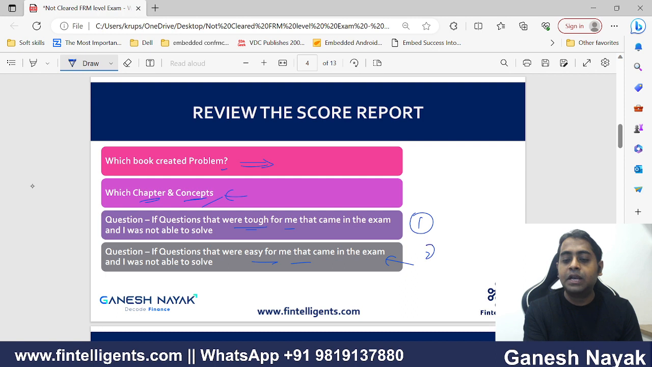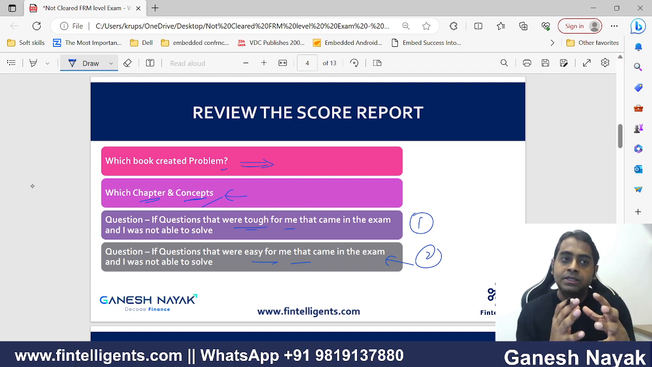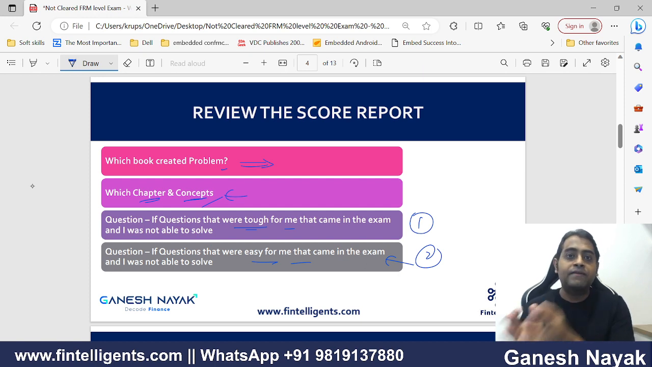The second question: when I was preparing for the exam, I found this chapter to be very easy, but in the exam, I found a difficult question from that chapter, and hence I was not able to solve it. This kind of analysis can give you a detailed deep dive into what went wrong. I'm just repeating the two questions. The first question describes the situation where in the preparation itself you identified that the chapter was difficult and you got the same question in the exam, so you are aware of it.